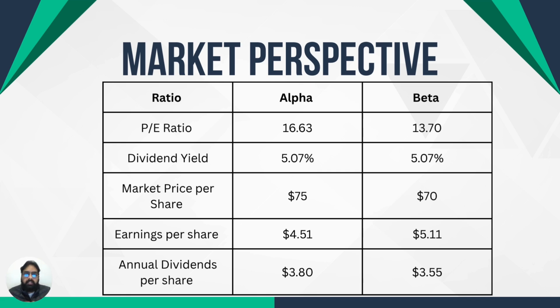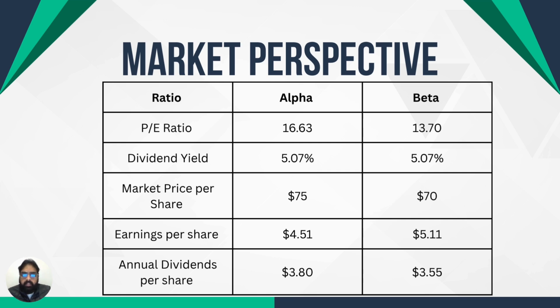Both the companies have the same dividend yield of 5.07%, meaning investors receive a similar percentage return through the dividends. And coming towards the market price per share, Alpha has a higher market price per share at $75 compared to Beta's $70, indicating stronger market valuation. And earnings per share, Beta has a higher EPS of $5.11 as compared to Alpha's $4.51, which means Beta generates more earnings for each share outstanding.